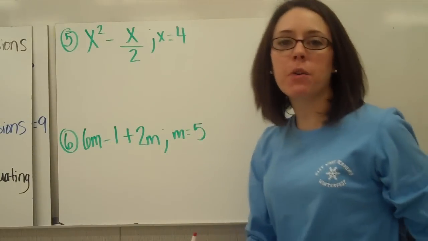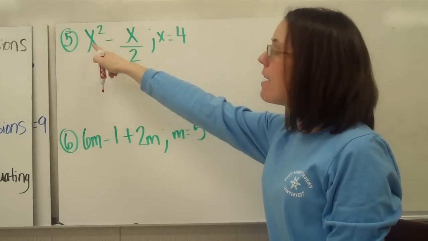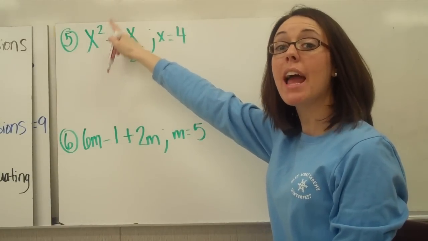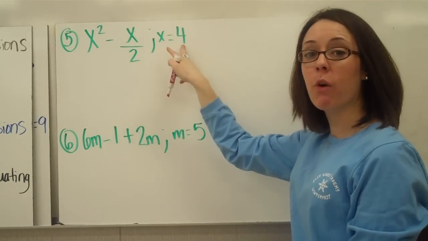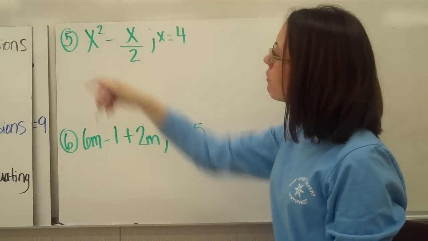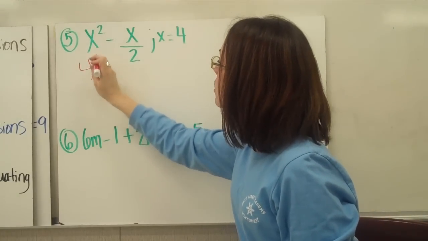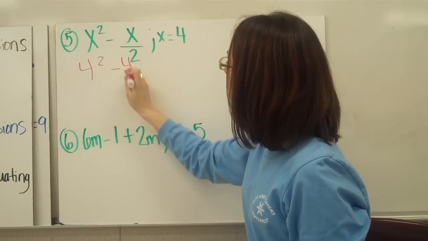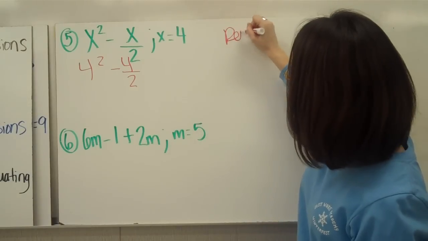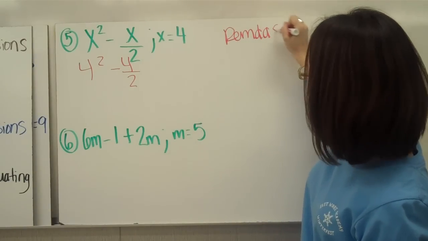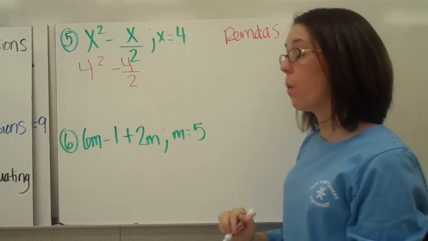We have two final examples. Number 5, x to the second power, x squared minus x over 2 when x is 4. So we're going to plug in 4 for x. 4 squared minus 4 over 2. Don't forget PEMDAS. It tells us to follow our operation order.